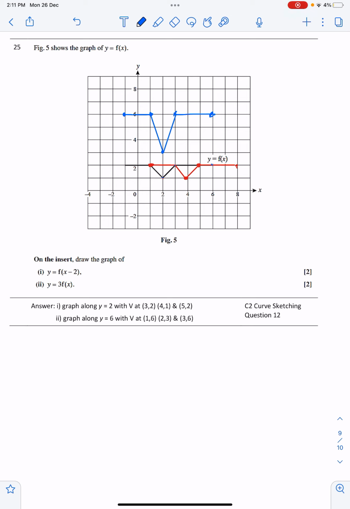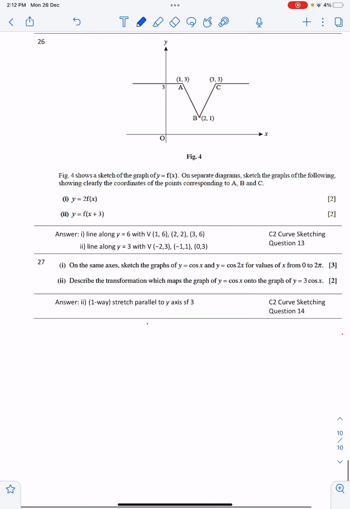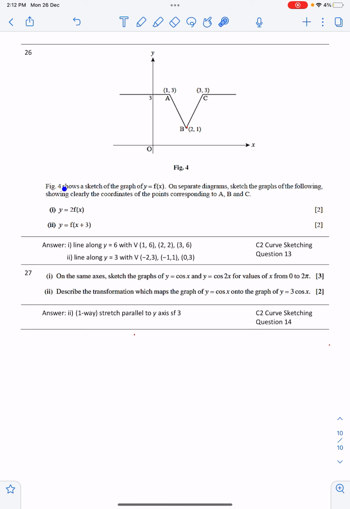Moving on to the next question. Question number 26 and 27. These are the last two questions which are left. Figure 4 shows a sketch of the graph of y equals f of x. On separate diagrams, sketch the graph of the following, showing clearly the coordinates of the points corresponding to A, B and C. This is very similar to the previous one, so I am not doing this one. Let's do the last one.